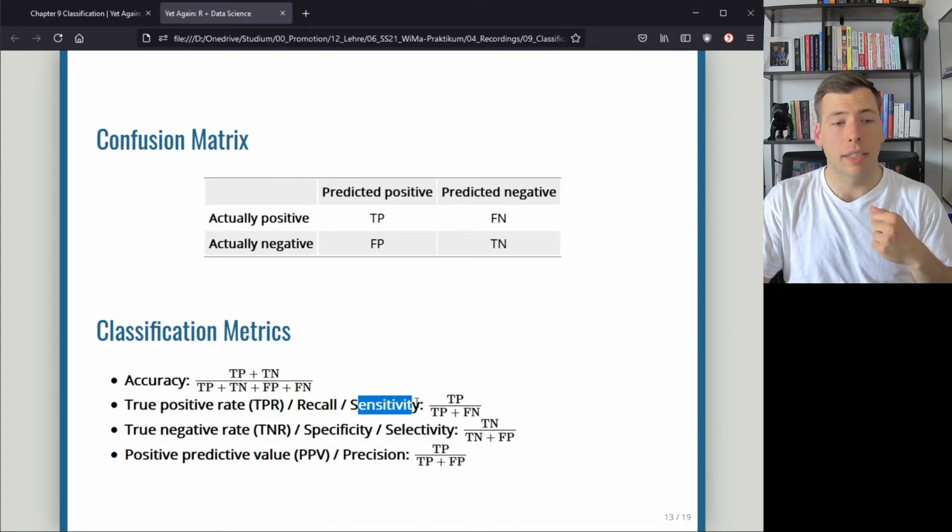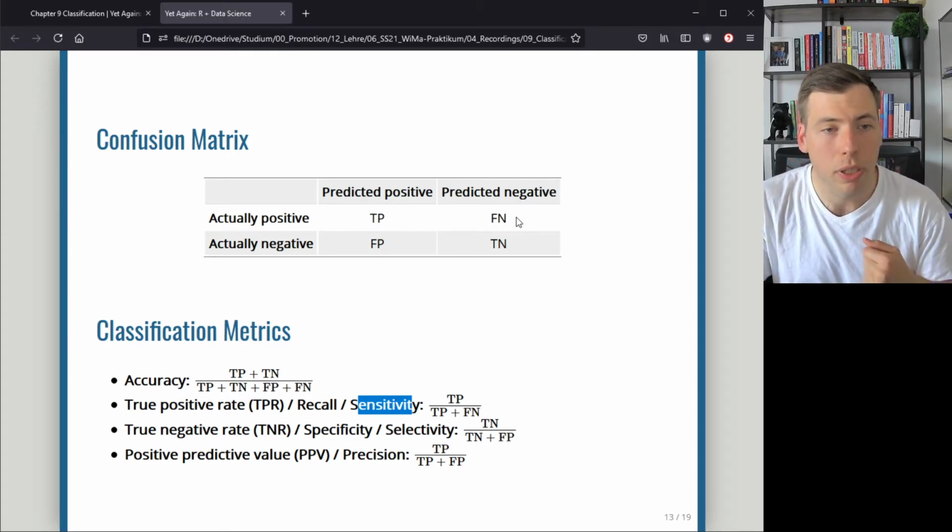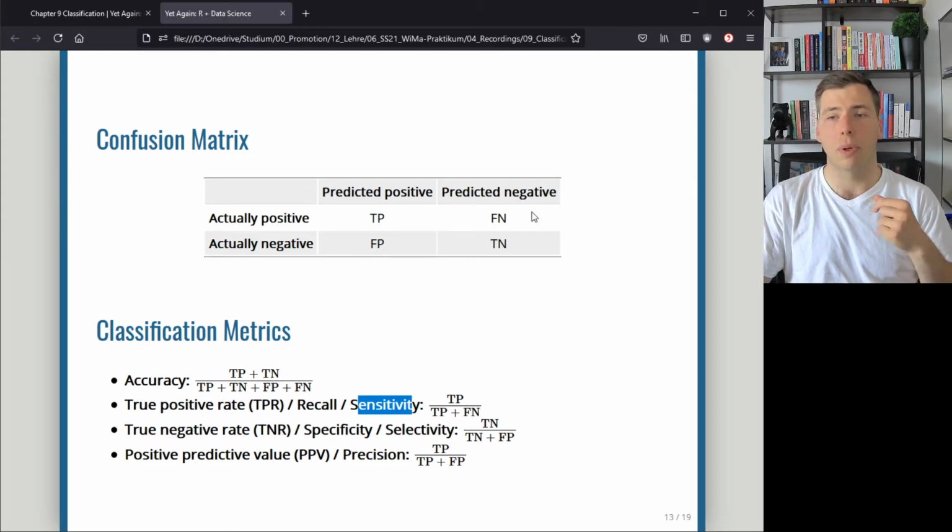So sensitivity is the true positives divided by the true positives plus the false negatives, so divided by this whole row here, or the sum of that row. And sensitivity is basically the fraction of correct test results among the sick. So the trues here among the actually positive, so among the sick people. And specificity in return is the correct test results among the healthy.